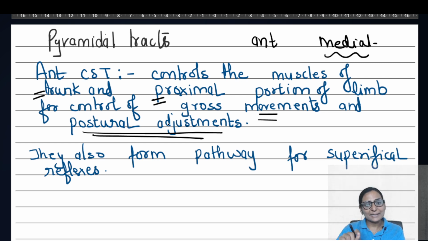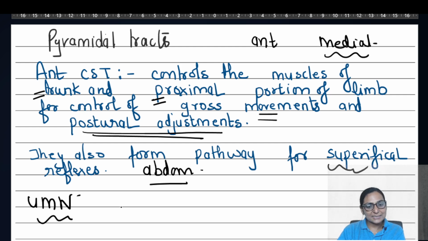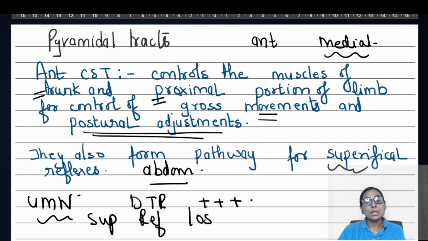And finally, remember that they also form a pathway for superficial reflexes, like your abdominal reflex, like your plantar reflex. And therefore, in the upper motor neuron type of paralysis, the deep tendon reflexes are exaggerated, but the superficial reflexes are lost. This is the reason: the deep tendon reflexes are exaggerated, but the superficial reflexes are lost, because the pyramidal tracts form a pathway for the superficial reflexes. This is a very, very important take home message.